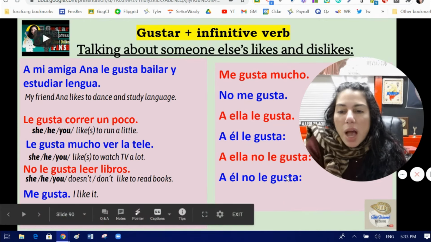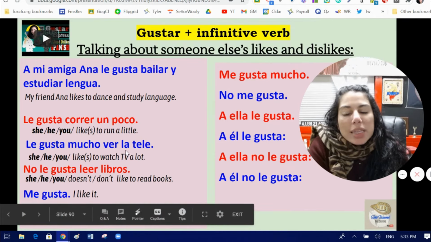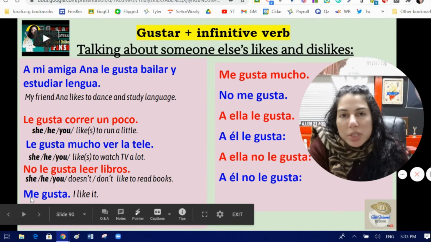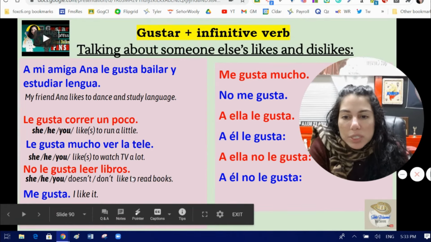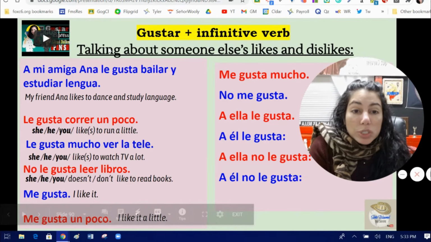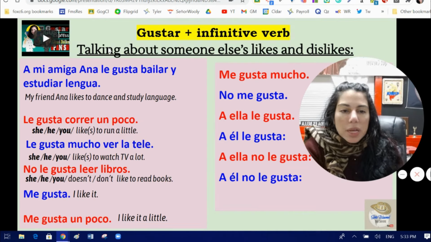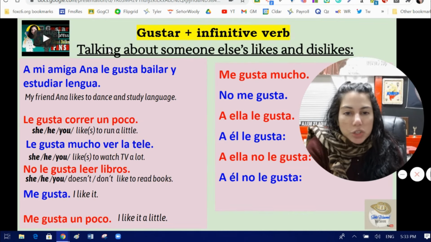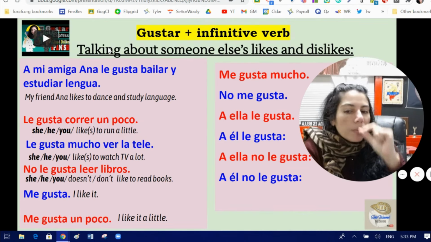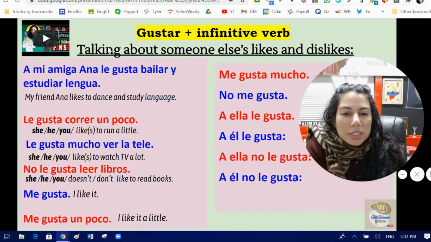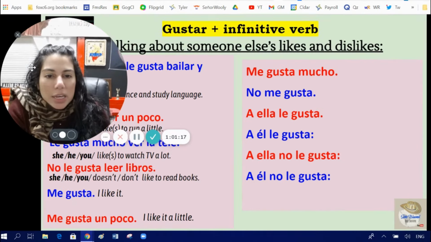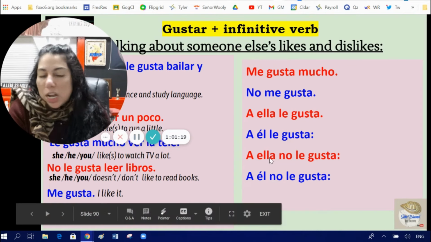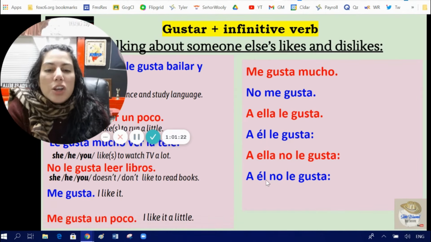Okay? So le gusta mucho ver la tele, he, she, or you formal likes to watch TV. And if it's negative, you just put the no in front. So no le gusta leer libros. So me gusta, I like it. Me gusta mucho, I like it a lot. No me gusta, I don't like it. Me gusta un poco. Un poco is a little. A ella le gusta, a él le gusta, a ella no le gusta, a él no le gusta.